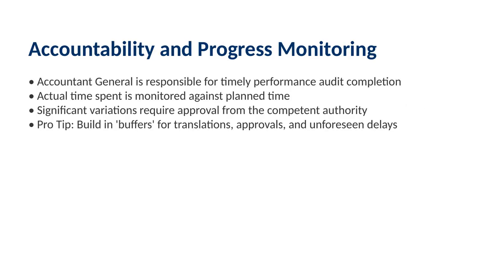Now, remember that the Accountant General is the one held accountable for ensuring the performance audit is completed on time. To manage this, the actual time spent is compared against the planned time, and any significant variations must be approved by the competent authority. A pro tip here: the team should always build in a buffer for things like translations, approvals, and unexpected delays. This ensures that even when hiccups happen, the final targets are still met.